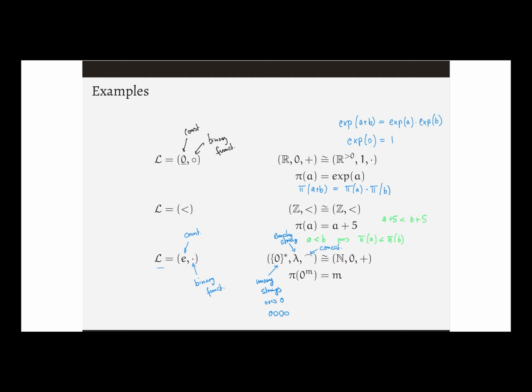On the other side, we have the natural numbers. We have the 0 as the interpretation of the constant symbol and plus as the binary operation. And the isomorphism is provided by mapping a string over zeros to its length. You can see the empty string is mapped to 0. And we also see that if we concatenate two strings, one of length m and one of length n, then the length of that string will be just m plus n, so satisfying the function condition for isomorphisms.